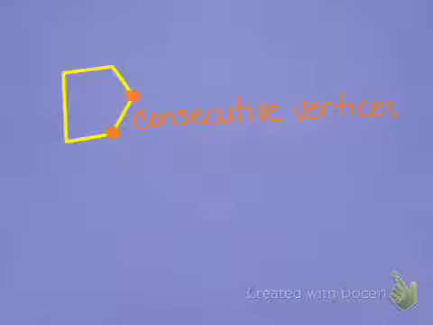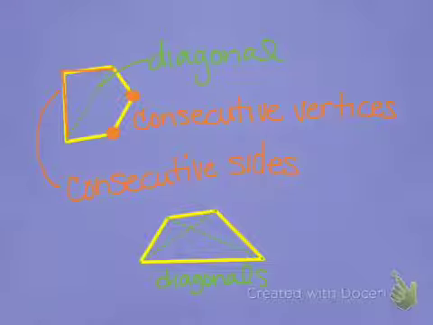Two vertices that are next to each other are considered consecutive vertices. You can tell that they're consecutive because they are the 2 endpoints of a segment. If you have 2 sides that are next to each other, we call them consecutive sides. And this is a diagonal. I'll draw another figure and show you diagonals of that figure. A diagonal connects 2 non-consecutive vertices to each other.